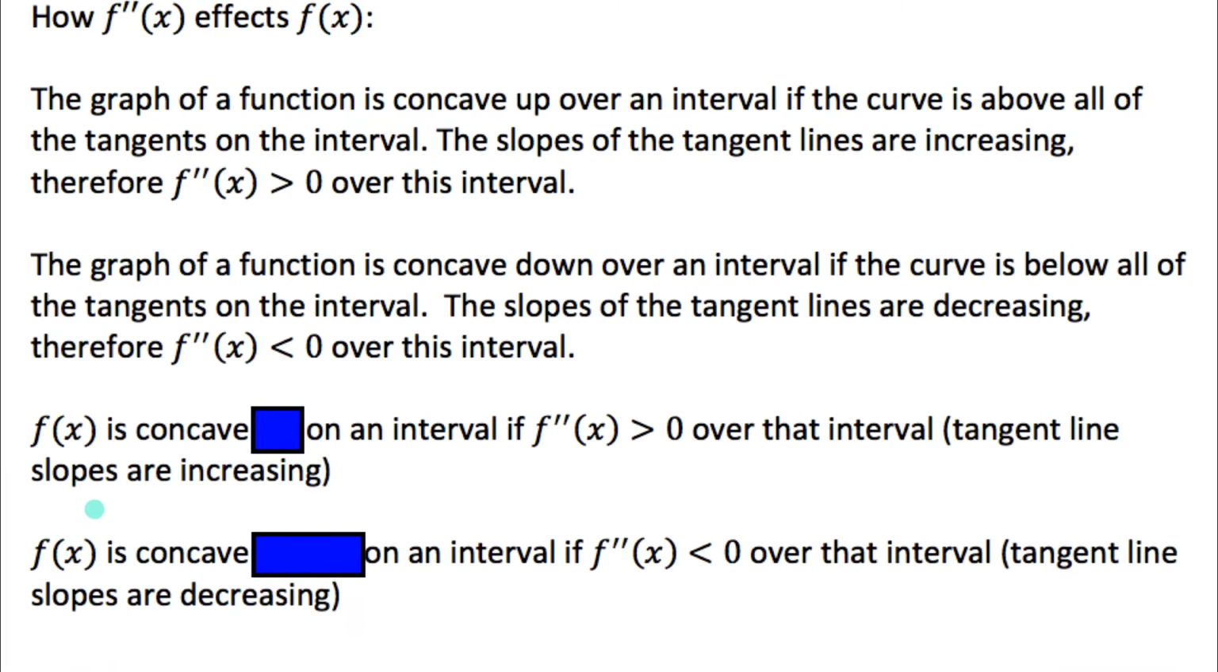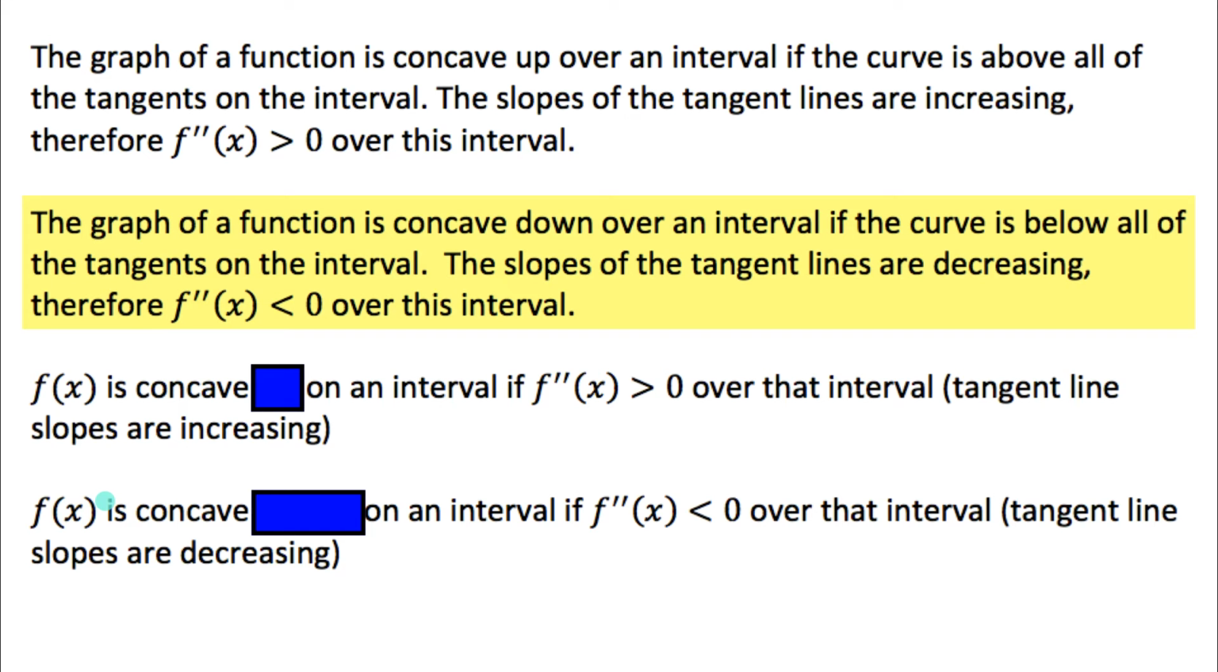And then let's talk about concave down. The graph of a function is concave down over an interval if, graphically speaking, the function is below all of the tangent lines on that interval. And algebraically, if we were to calculate the slope of the functions over that interval, those slopes would all be decreasing. Therefore, the second derivative would be negative. So if the second derivative is negative, the function is concave down.